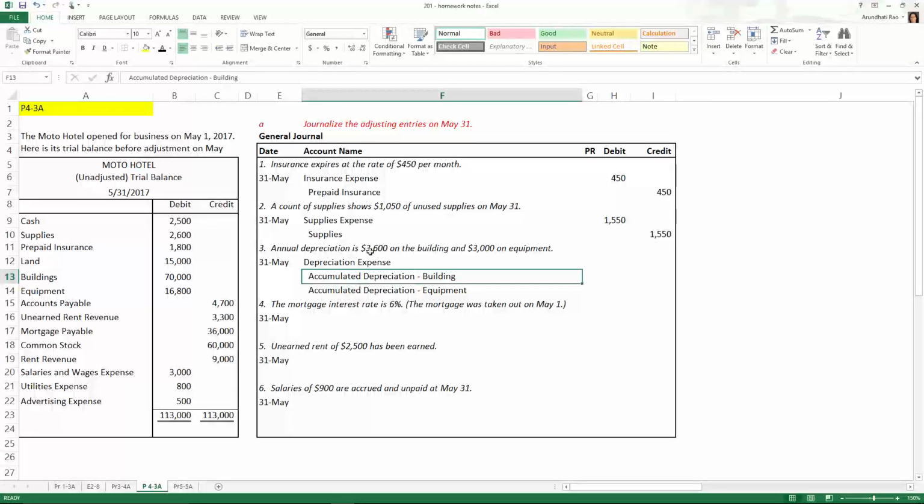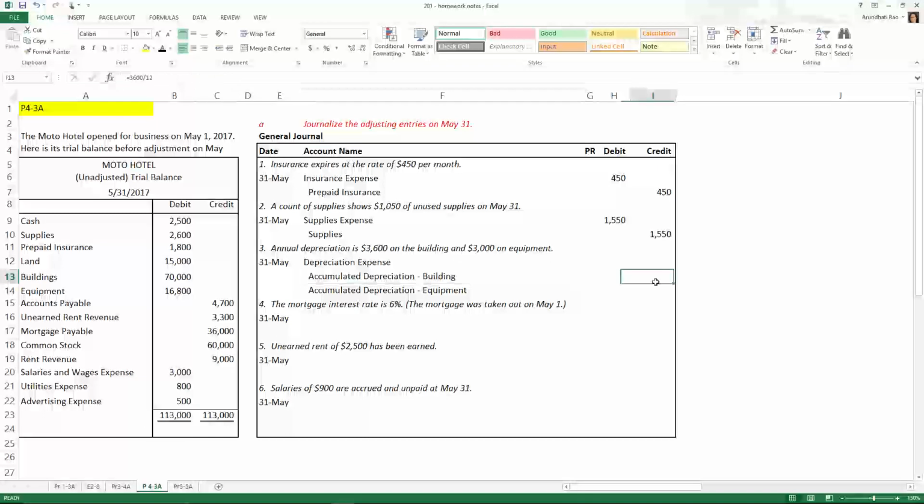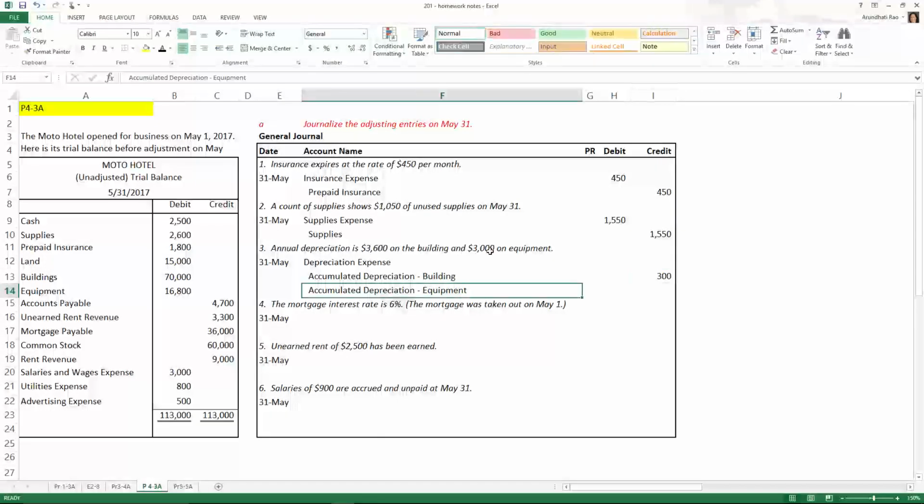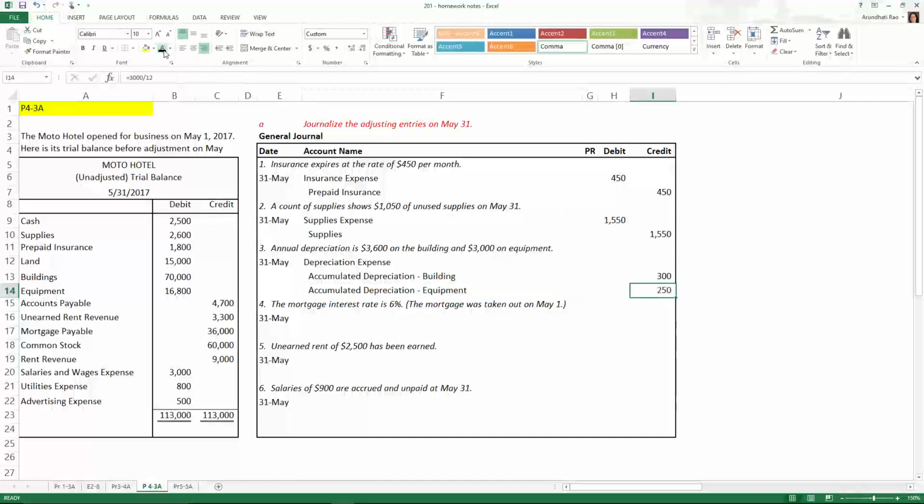For building, it's $3,600 for the year. So how much is it for the month of May? I'm just doing my adjusting entries for 1 month. It's going to be 3,600 divided by 12, which gives me 300. For equipment, it's $3,000 per year. So again, $3,000 divided by 12 gives me 250. Since I'm doing just one combined entry, I add up these two amounts and I say depreciation expense debit, accumulated depreciation for building, and accumulated depreciation for equipment credit.